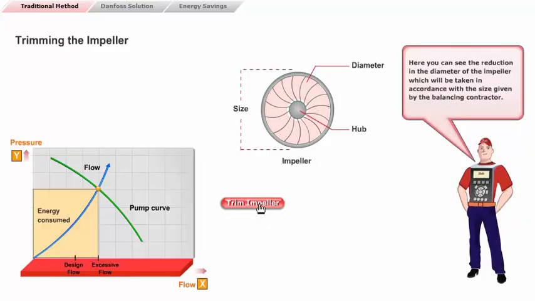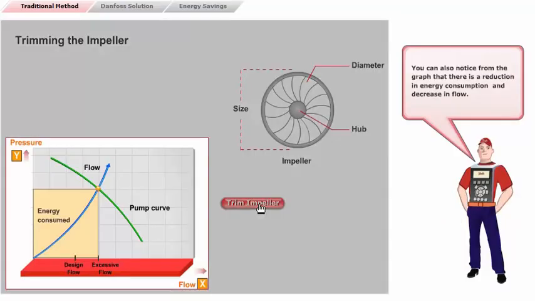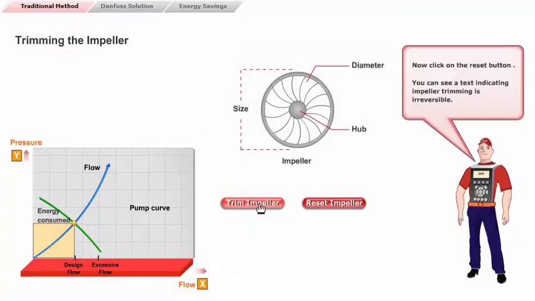Here, you can see the reduction in the diameter of the impeller, which will be taken in accordance with the size given by the balancing contractor. You can also notice from the graph that there is a reduction in energy consumption and decrease in flow. Now, click on the Reset button.